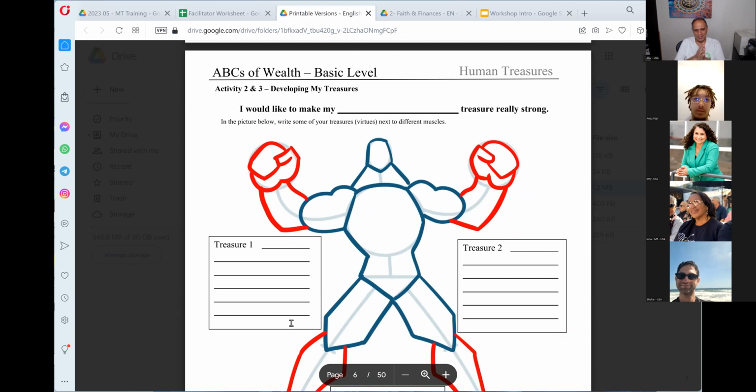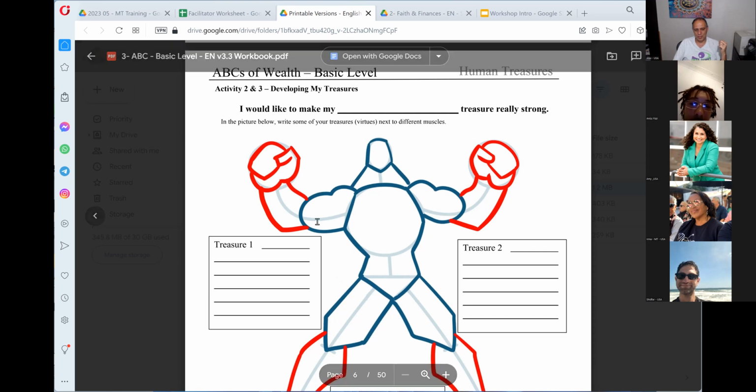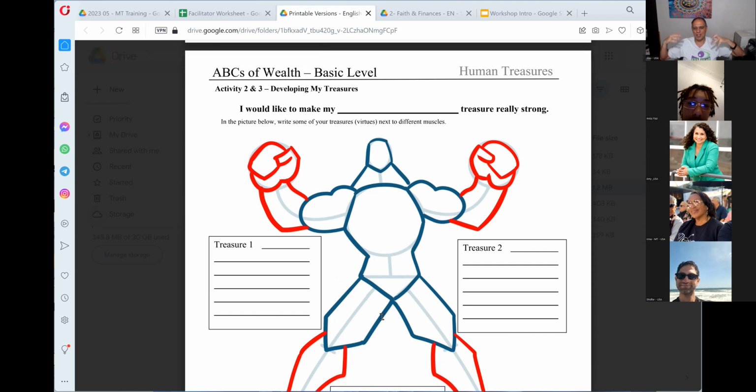The idea is that these virtues, honesty, patience, responsibility, and all of that, are not only treasures, they're also our spiritual muscles. By writing those treasures or character traits next to the muscle, we become a stronger person who can do greater things in life for ourselves, for our family, for our community, and the entire world. At this point, this activity is only in the printed version. We're working on implementing it in the online version as well.